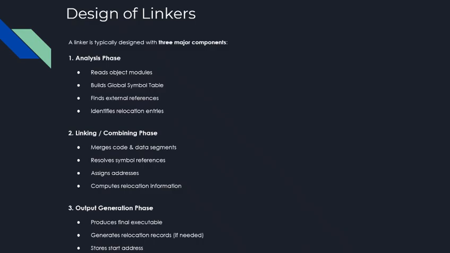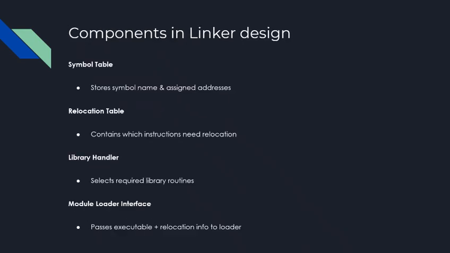Then the second one is the linking or combining phase. Here, code segments and data segments are merged, symbol references get resolved, and relocation information is computed. Then the third one is the output generation phase. In this phase, it produces the final executable file along with the relocation records if needed, and also stores the program's starting address.